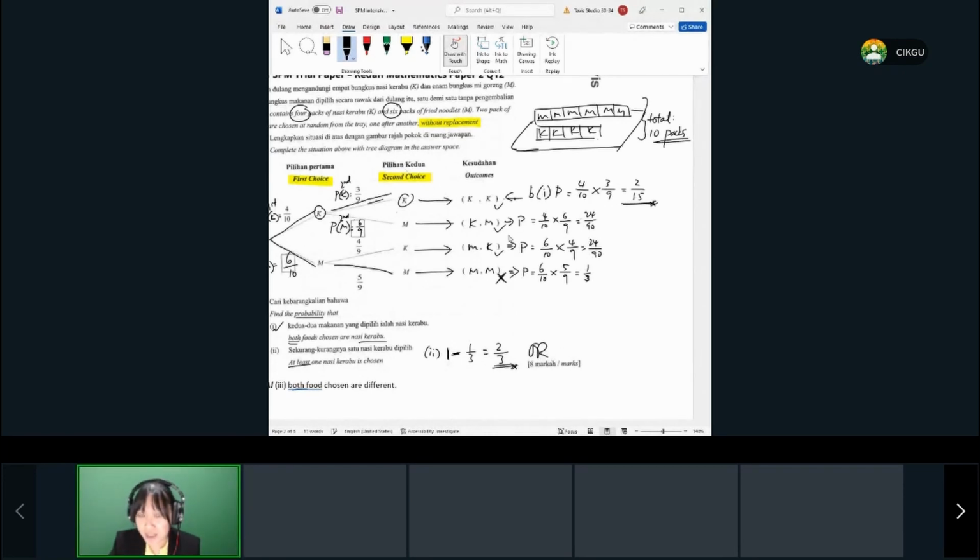Or another way is you sum up all the probability that satisfy the question, which is the first one, 2 over 15, plus the second one, plus the third case. All right, the first 3 cases you add up because these first 3 cases satisfy the question: at least one kerabu is chosen. So if you do that, times 6 times 6, so it's 12. So 24 plus 24 plus 12, 60 over 90. Yep, same answer, 2 over 3.